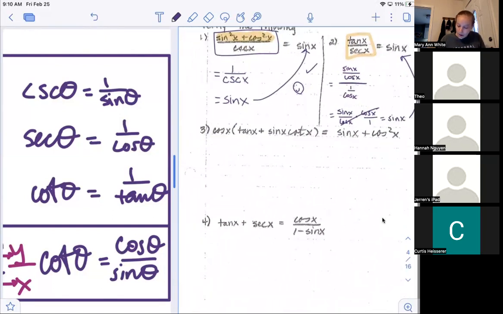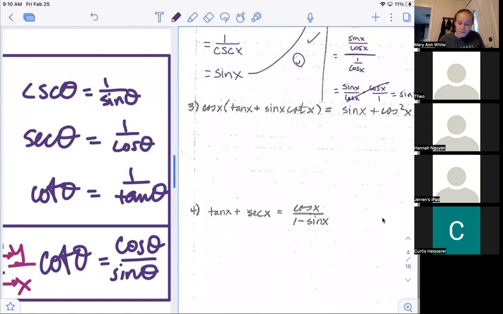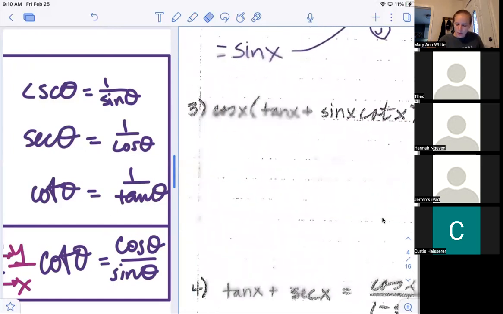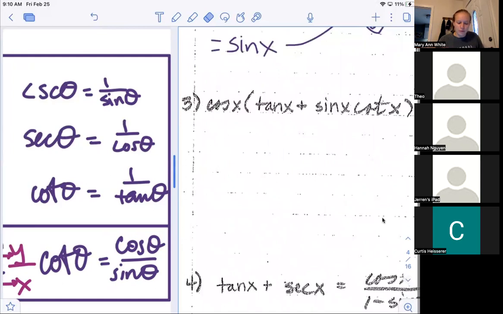Okay. We're going to move on to the next one. So number 3 says cosine of x times tangent x plus sine x times cotangent x. And all of that should equal sine x plus cosine x. Excuse me, cosine squared. I believe the left side is the more complicated side again. And so we're going to get the left side to look like the right side. There's a couple different ways we could start. What's one thing we could do to just start moving on this?